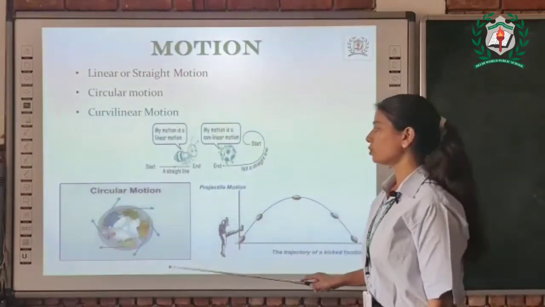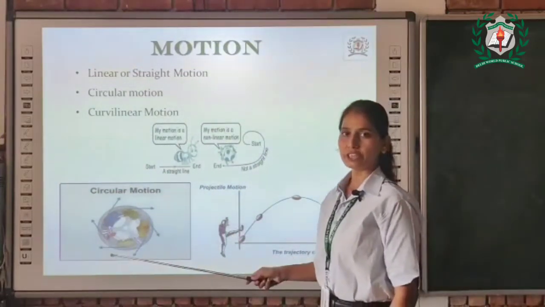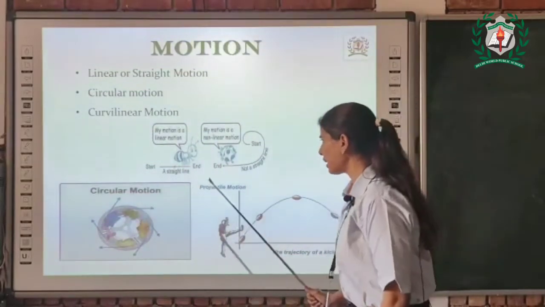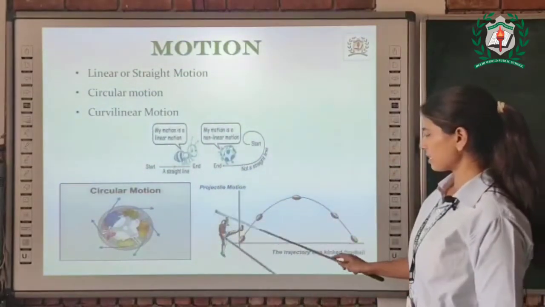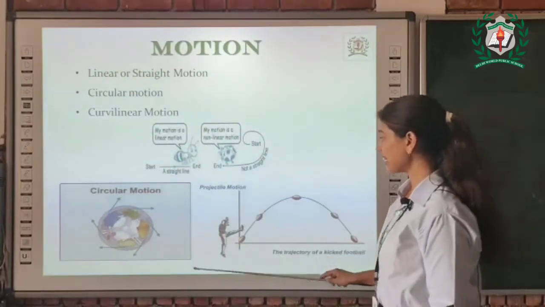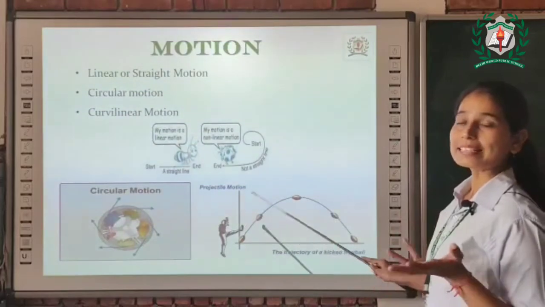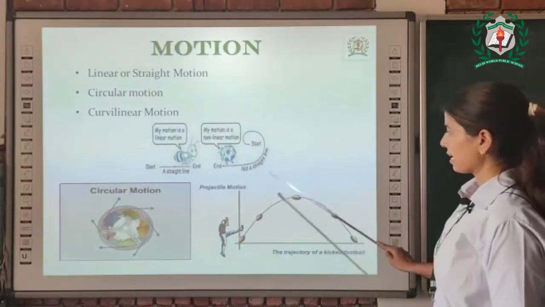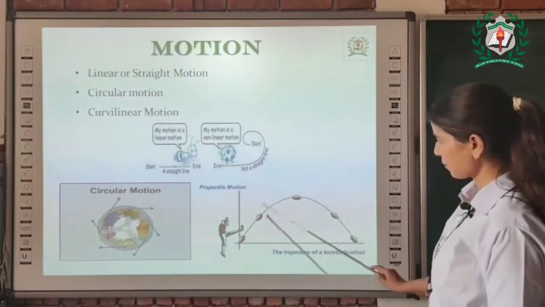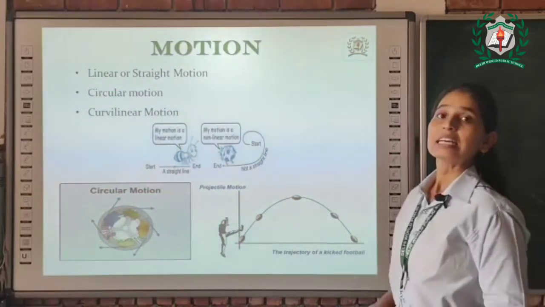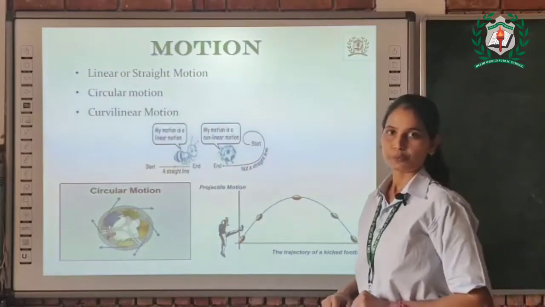If we talk about the motion of a washing machine, this type of motion is known as circular motion. And the motion of this rugby player is known as curvilinear motion. This is a curve-like motion, so this type of motion is known as curvilinear motion.